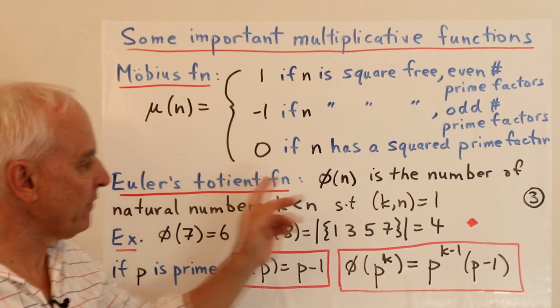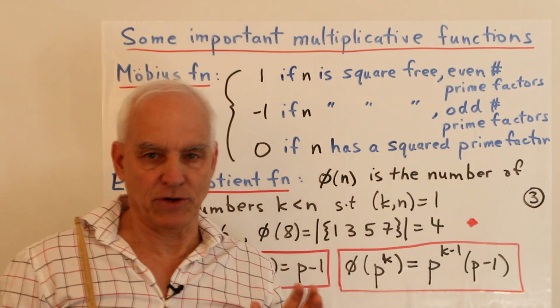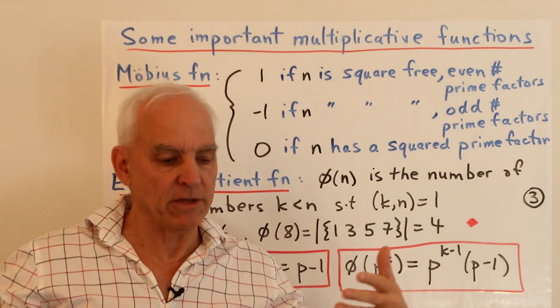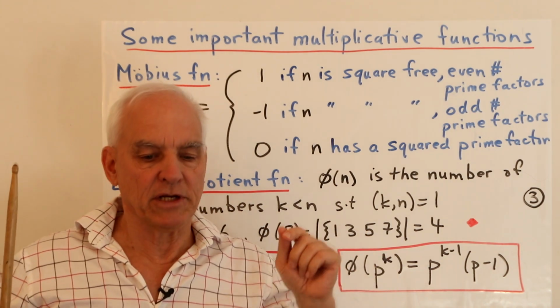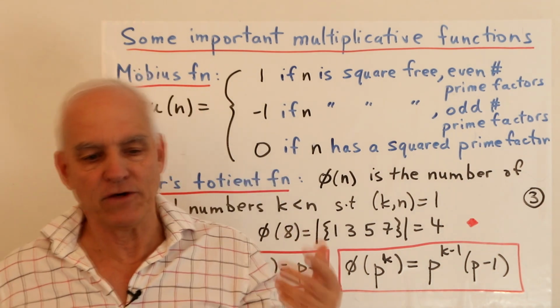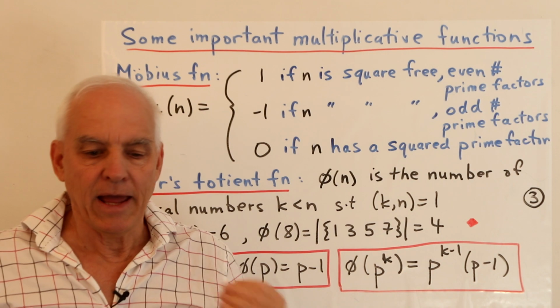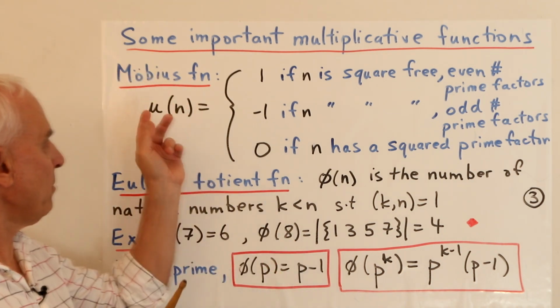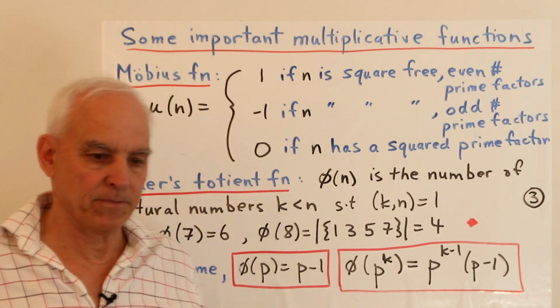It's sent to 0 if it has a squared prime factor in it. In other words, if one of the primes in its prime decomposition appears with an exponent greater than 1. So for example, 12 has 2 squared as a factor, and so mu of 12 will be 0.